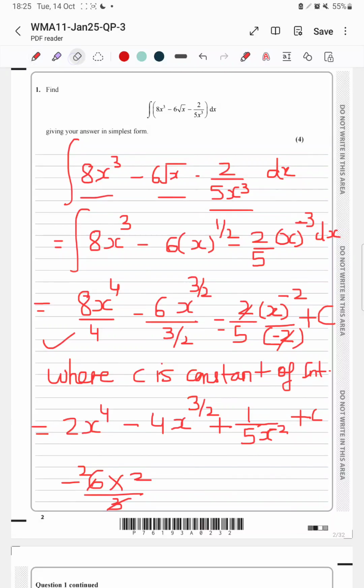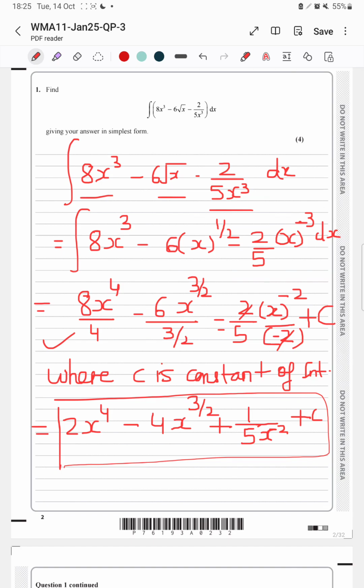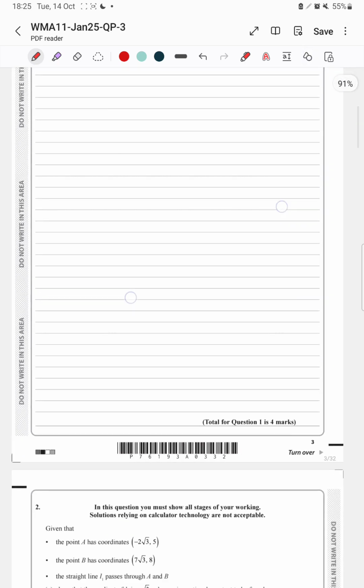Now before you go to the next question, check whether they asked for a specific format, such as all the x powers being positive or negative. They haven't mentioned anything, so this can be our final answer. Okay, now let's go to the next question.